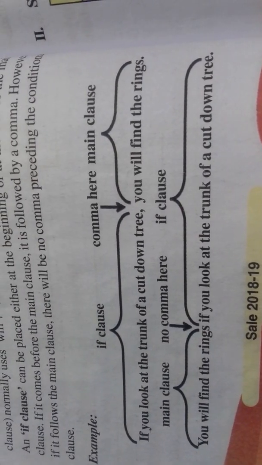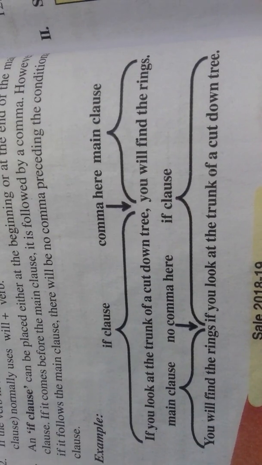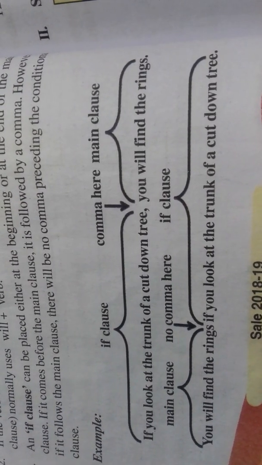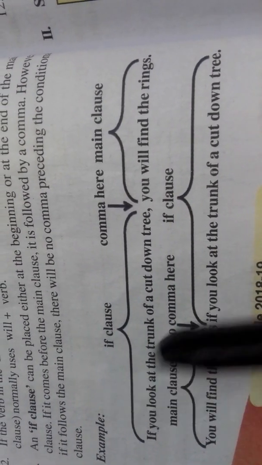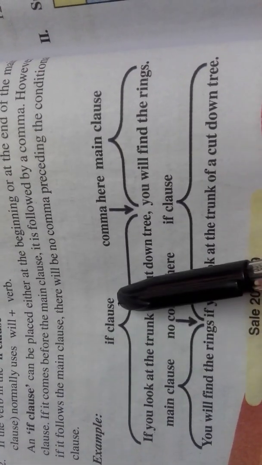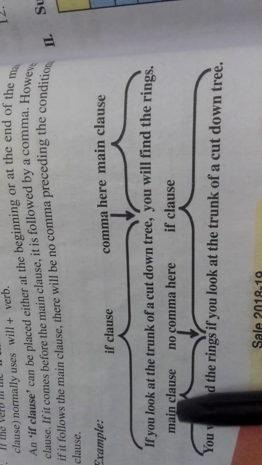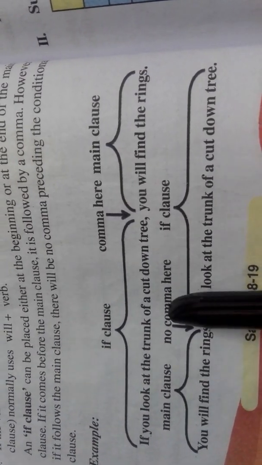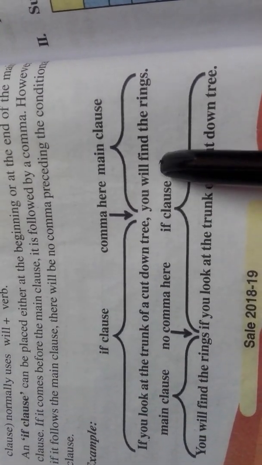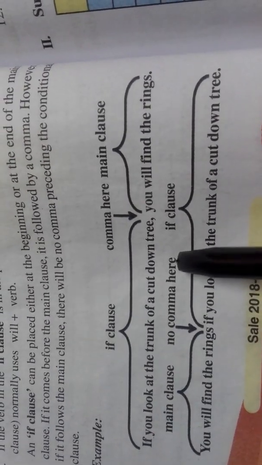So in this unit 5 grammar, you have learned how to use the if clause, and there are 2 ways of writing the if clause. One way is writing if clause first, then keep a comma and write the main clause. The other way is you have to write the main clause followed by if clause. There is no need to write a comma here.